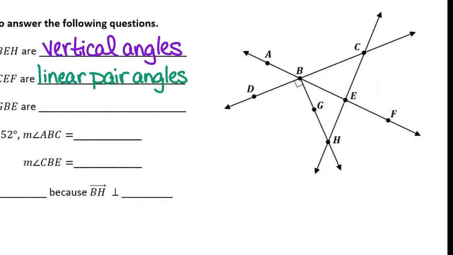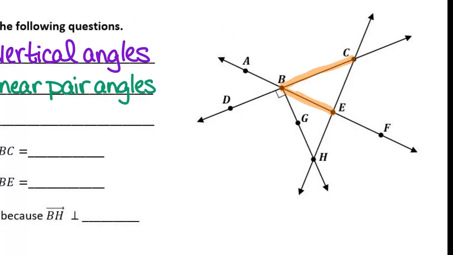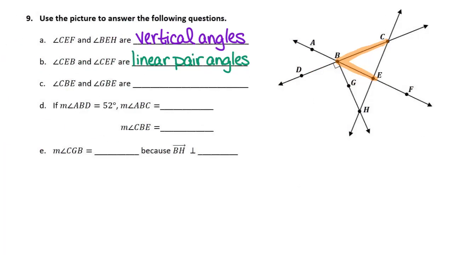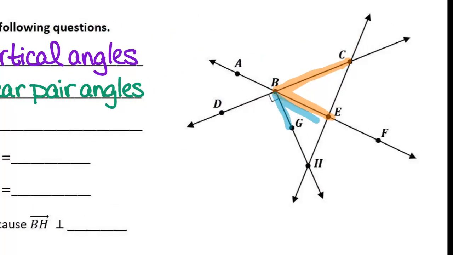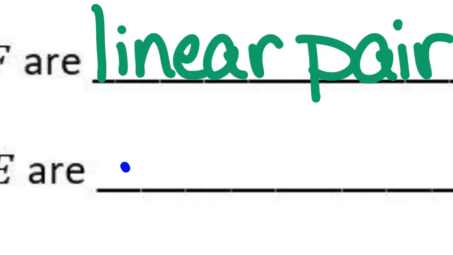All right, next, CBE, this right here, and angle GBE right here. What do we call that special angle pair? Adjacent. They are adjacent. There's something else I notice about them too, but let's write down adjacent first.